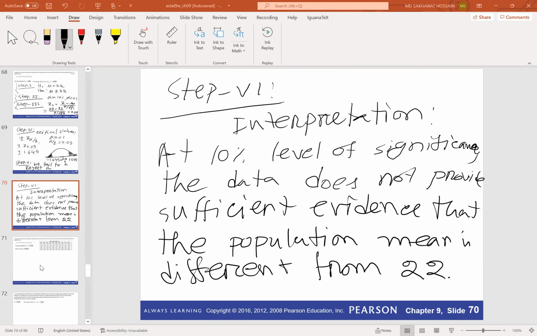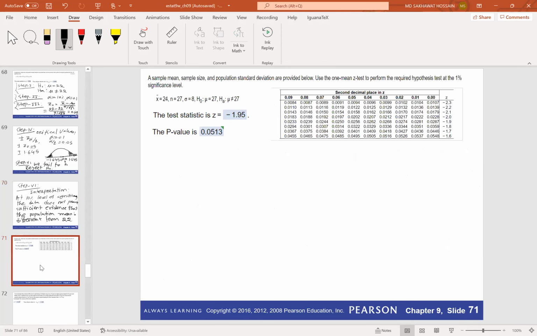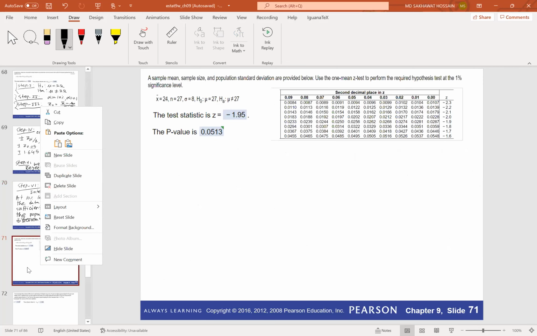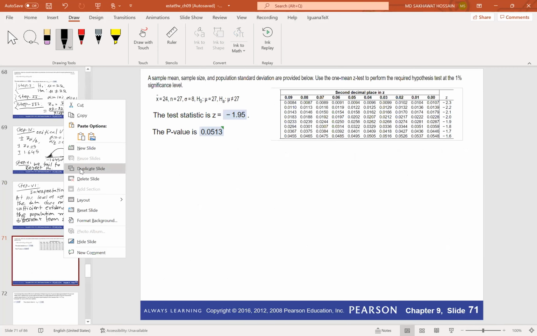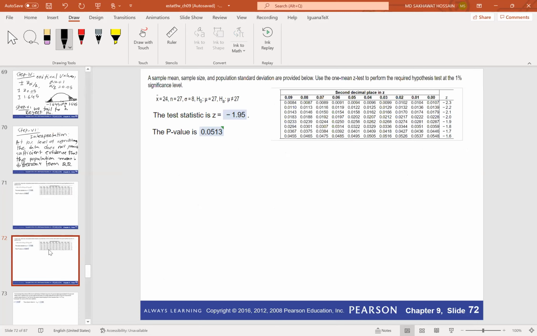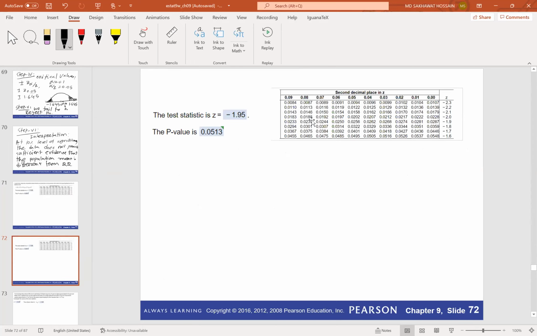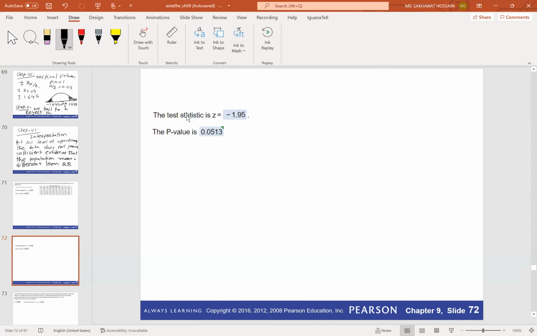Okay, thank you. If you do not have any question, then we'll go over one more example. This is also a two-tailed test, but we'll use the p-value approach. I will show you how to find the p-value for a two-tailed test.